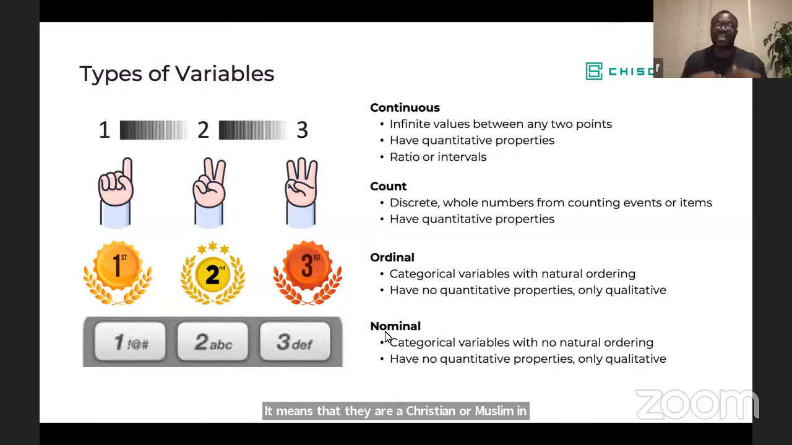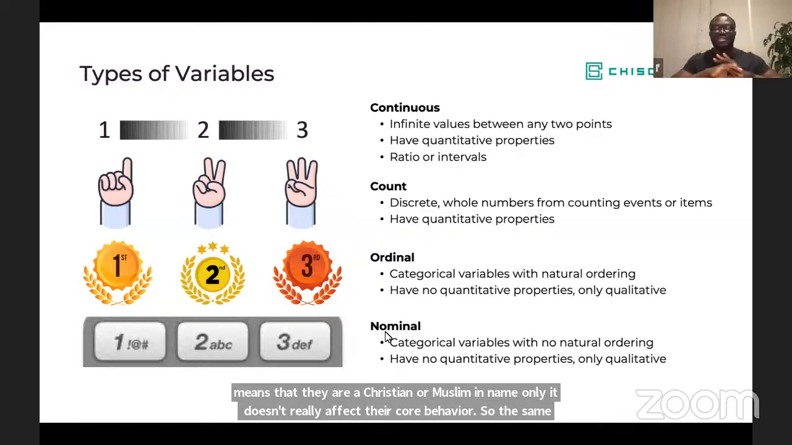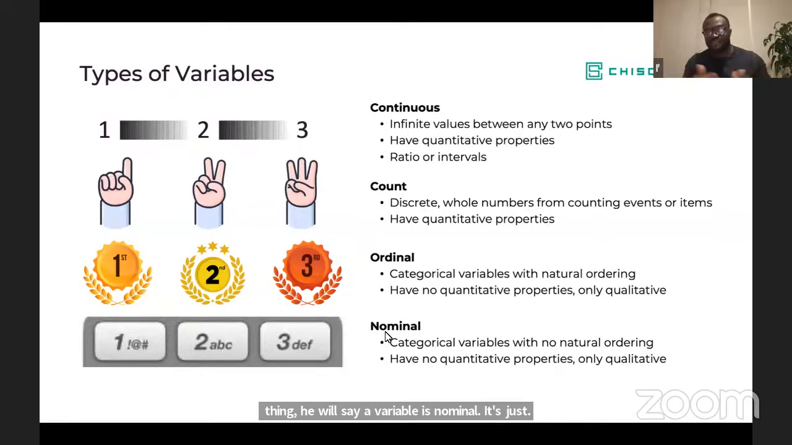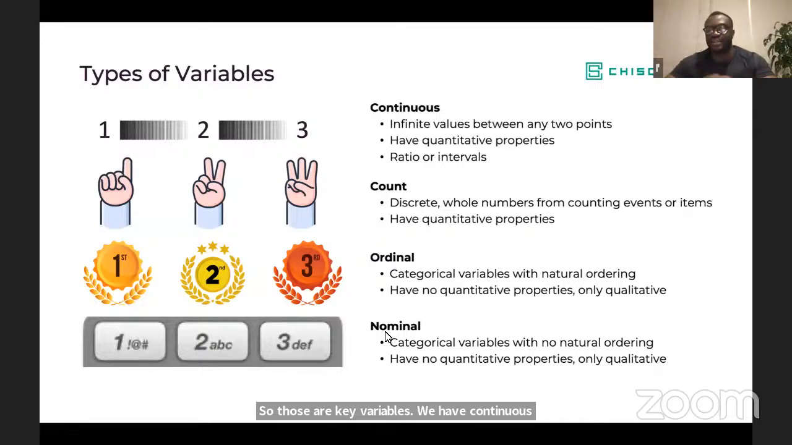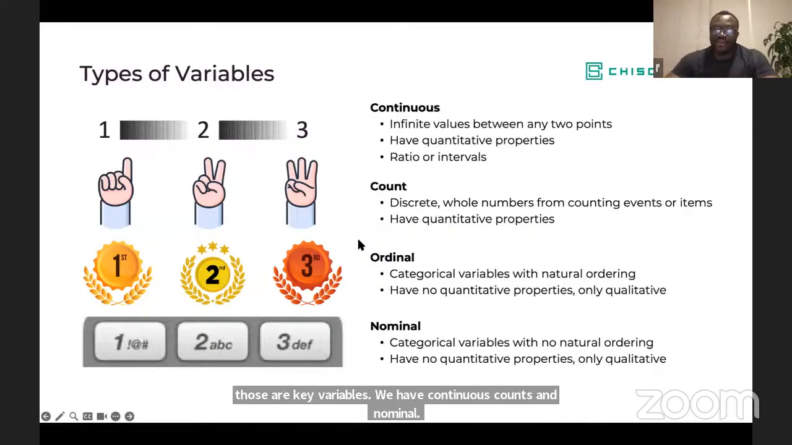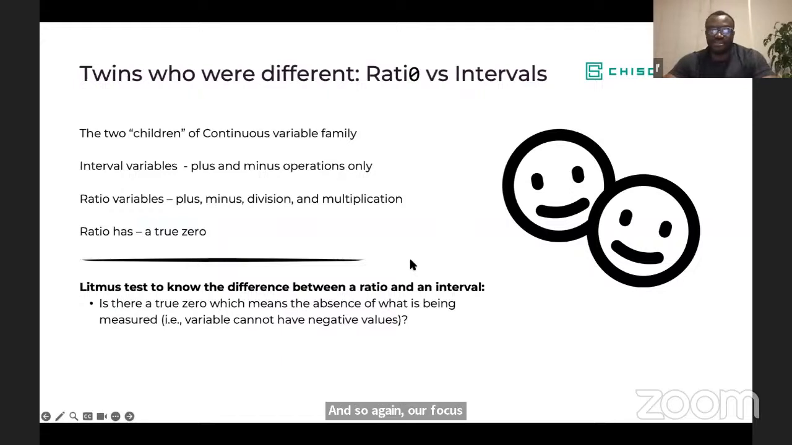So the same thing, we say a variable is nominal. Whatever number was attached to it is by name only. It doesn't really affect its core. So we cannot use those numbers for anything serious because it's just a label. So those are the key variables we have: continuous, count, ordinal, and nominal. And again, our focus today will be on ordinal variables.